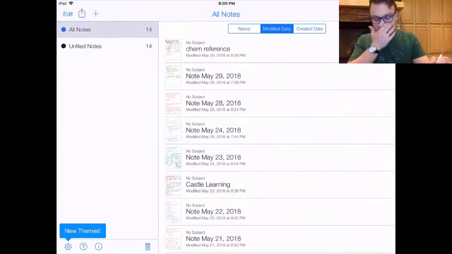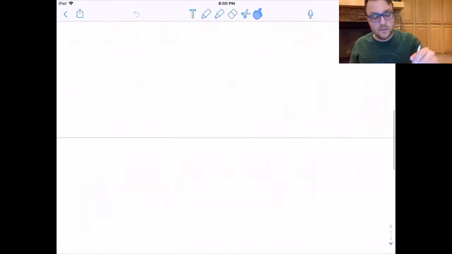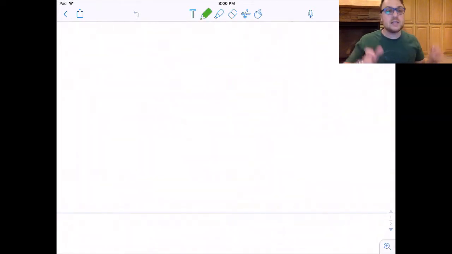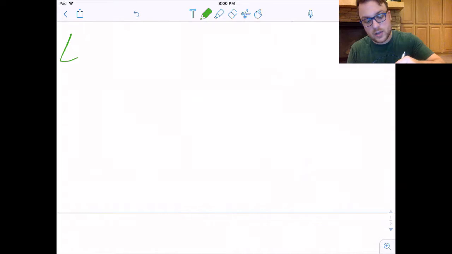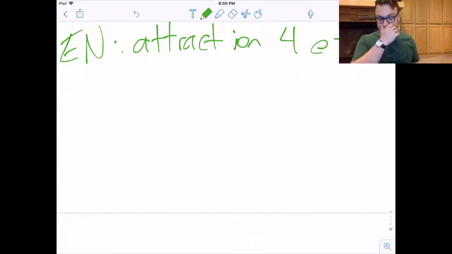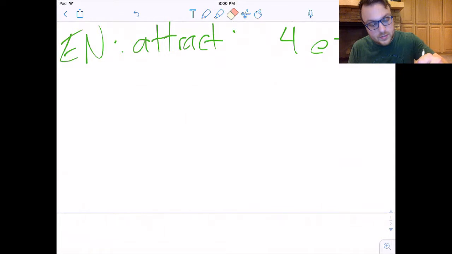Okay, you need to know what all those trends definitions are, because they won't always say which element is most electronegative. Sometimes they'll say which element has the greatest attraction for electrons. So, electronegativity is the attraction for electrons.